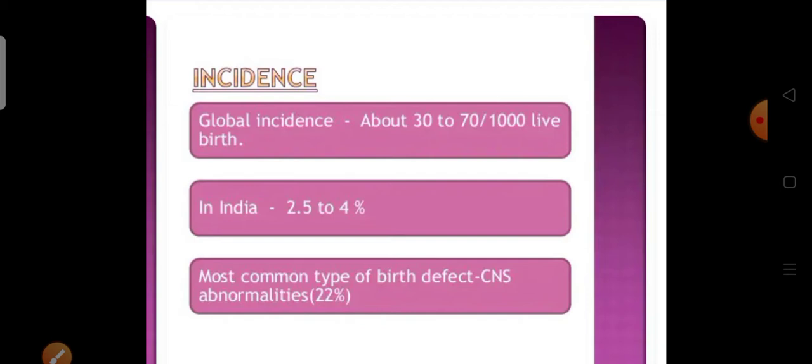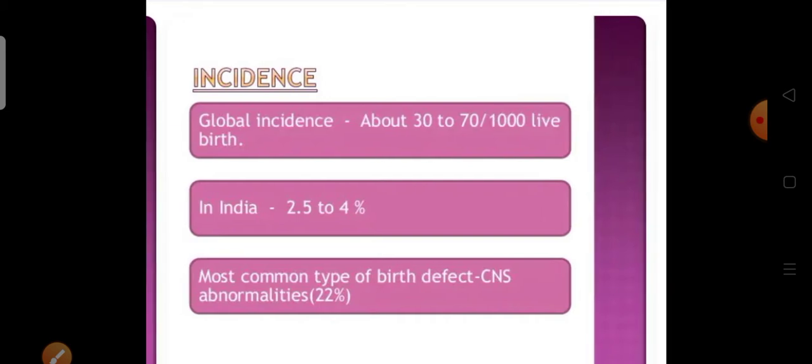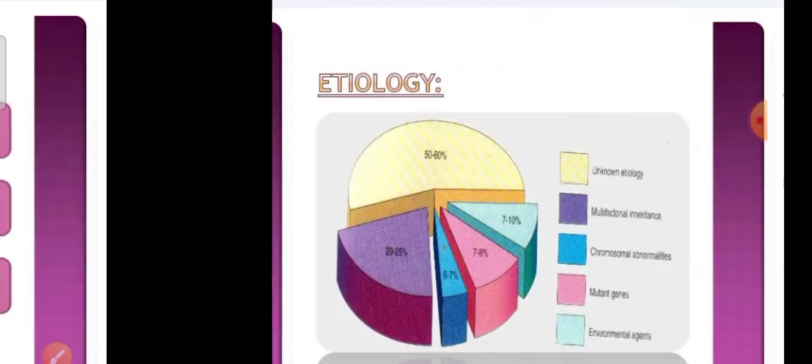Globally, the incidence is about 30 to 70 per 1,000 live births. Among 1,000 live babies, there are 30 to 70 cases with congenital defects. In India, 2.5 to 4% of babies have congenital defects. Coming to the common type of birth defects, out of 100, 22% of the babies may have central nervous system abnormalities.